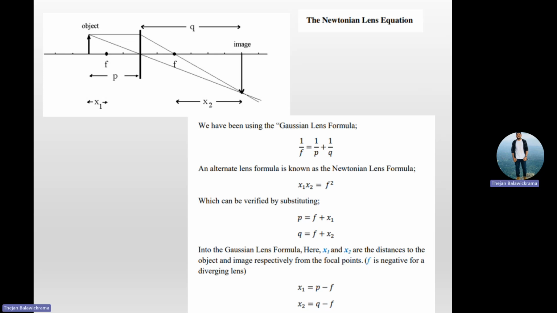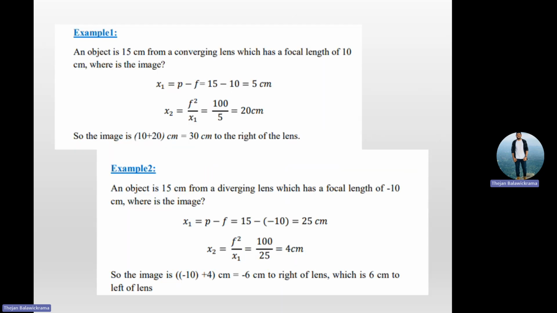Then make a clear lens equation. We just found out there's a Gaussian lens formula, but the lens equation is from the Cartesian lens sign convention. Again, in the normal Gaussian lens formula we use certain two variables, x1 and x2, but we are using P and Q.